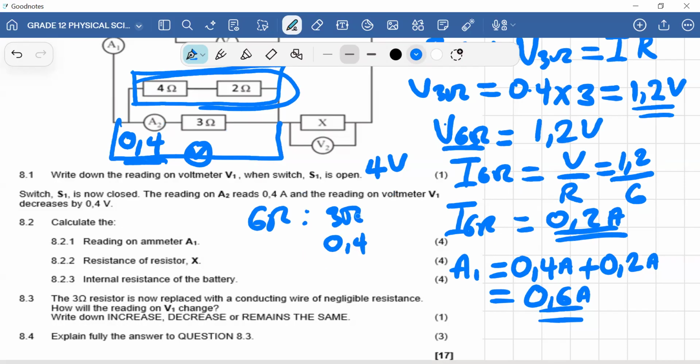So if the current here is 0.4, 6 is to 3 is just like 2 is to 1, right? So the currents and the resistance are inversely proportional. So the bigger the current, the smaller the resistance. And the smaller the current, the bigger the resistance. So they are inversely proportional. Okay. So therefore, I need to ask myself, if 3 ohm has the current of 0.4, now the 6 ohm, am I going to have a bigger or a smaller current? I'm going to have a smaller current.